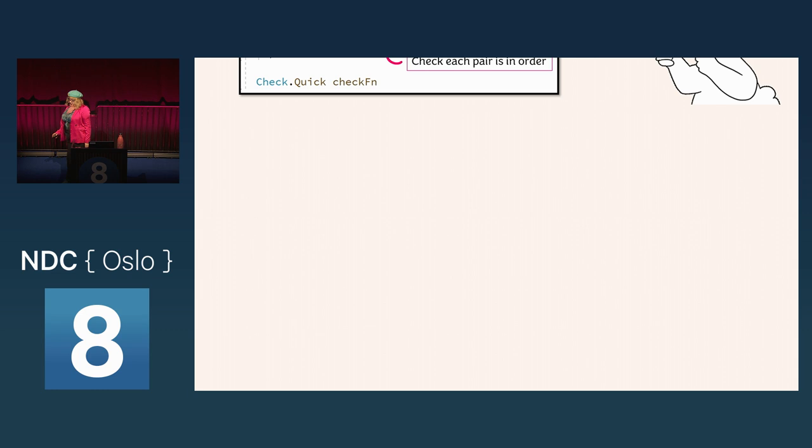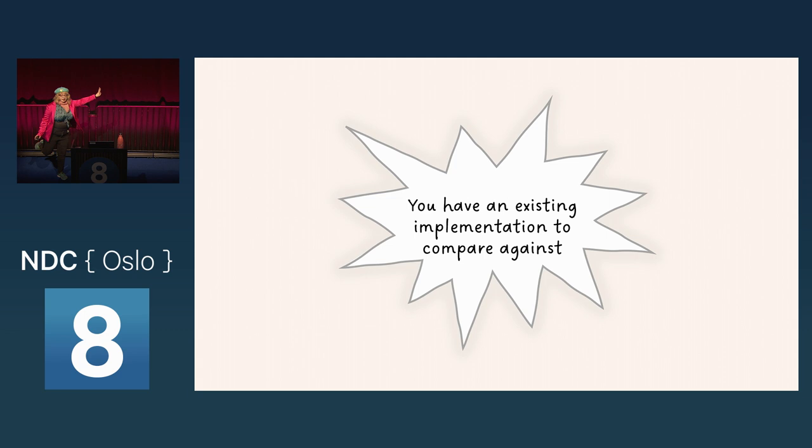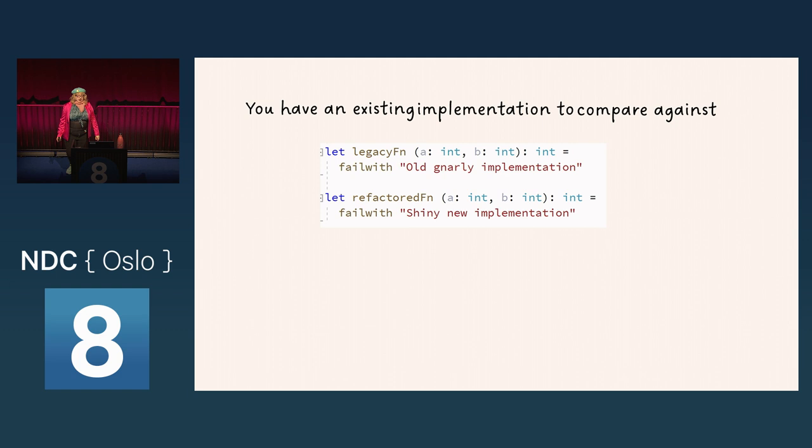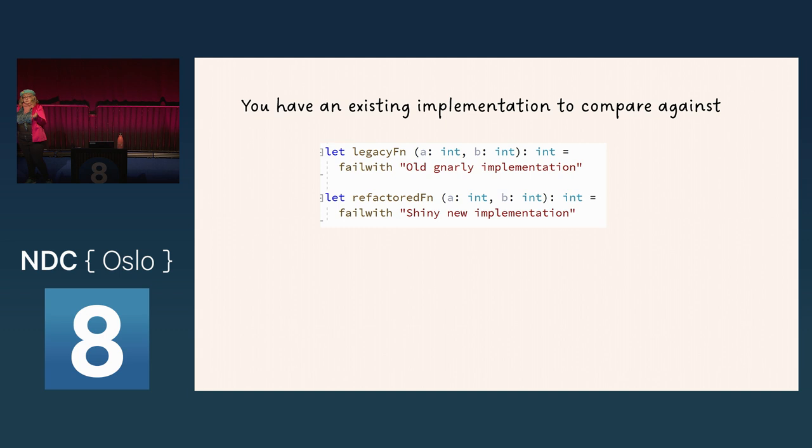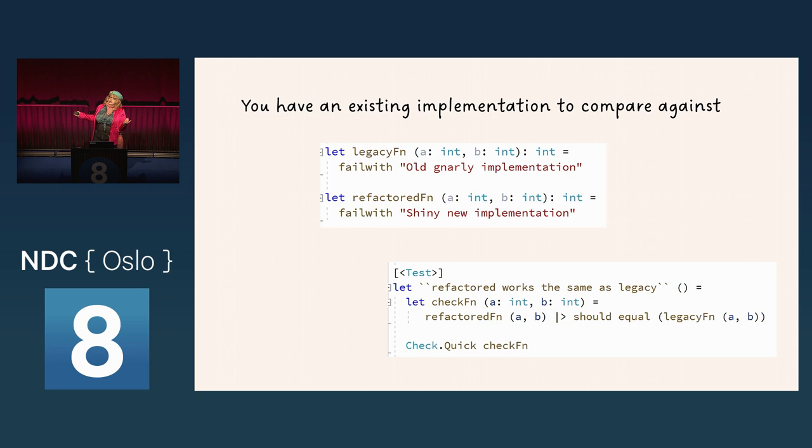Scenario number 3. This one might be possibly the best case to use it. If you have an existing implementation to compare against, property-based testing is just fantastic. Let's say you've got a legacy function and you need to refactor it to a nice new version. And you're like, well, do I really have to go through and find all the edge cases and make sure I've captured all the edge case behavior? And it's like, no, you don't. Actually, you can just use property-based testing. You can say, just generate random inputs for me, pass them into both functions, check it's the same.